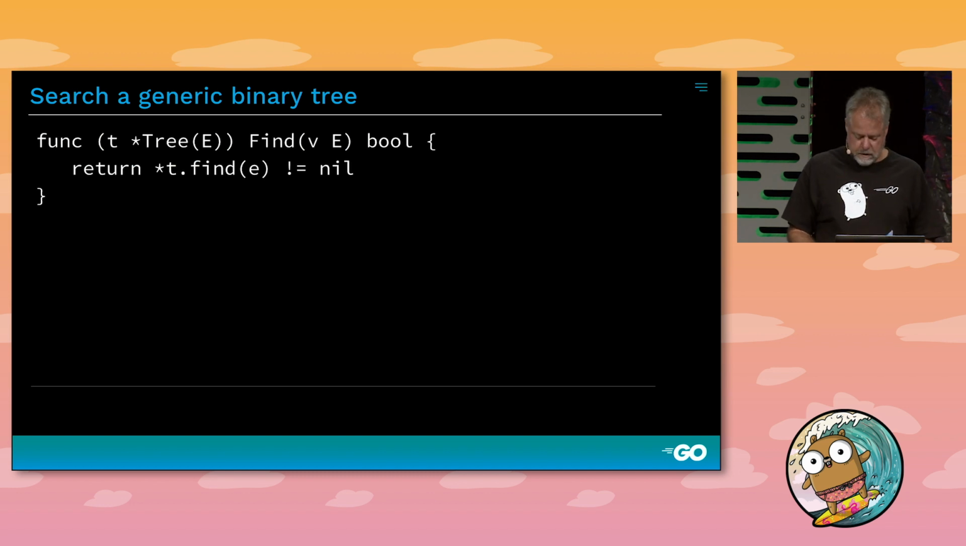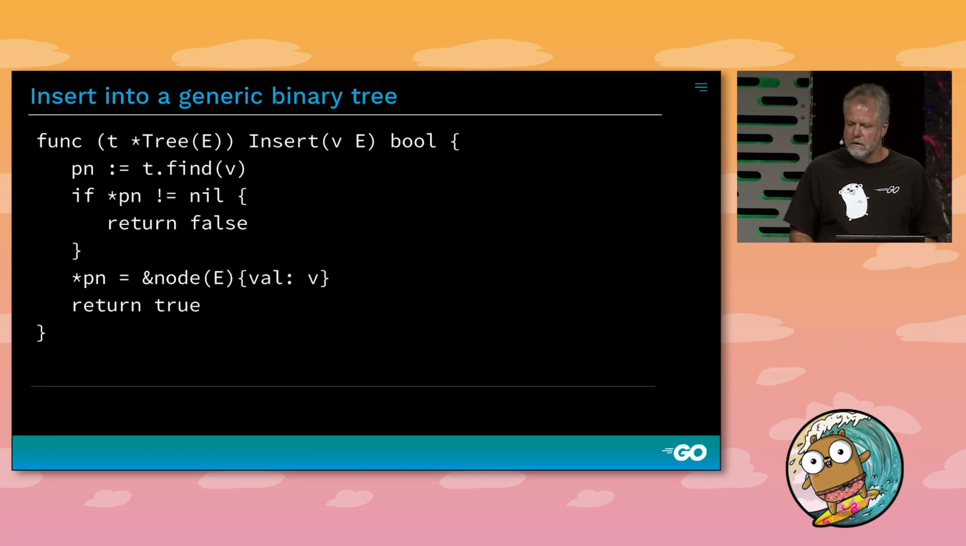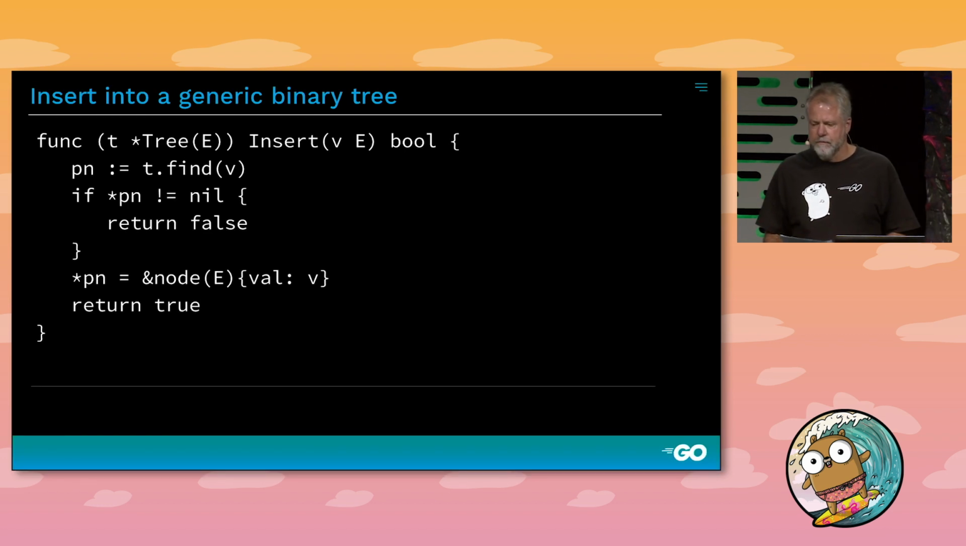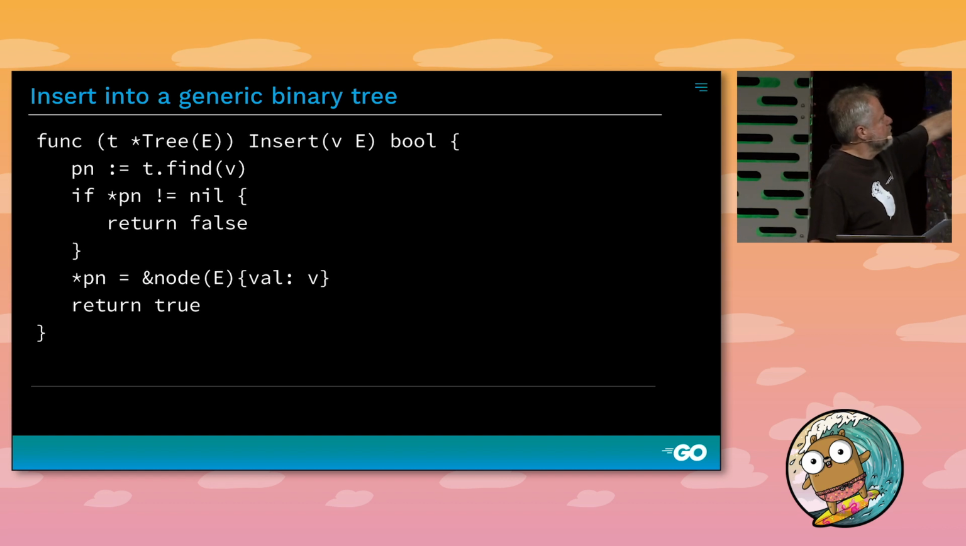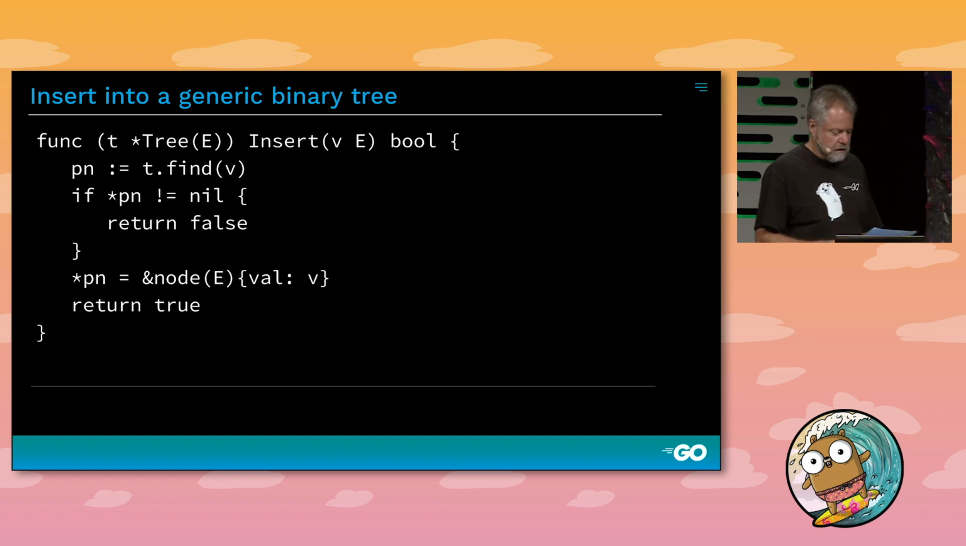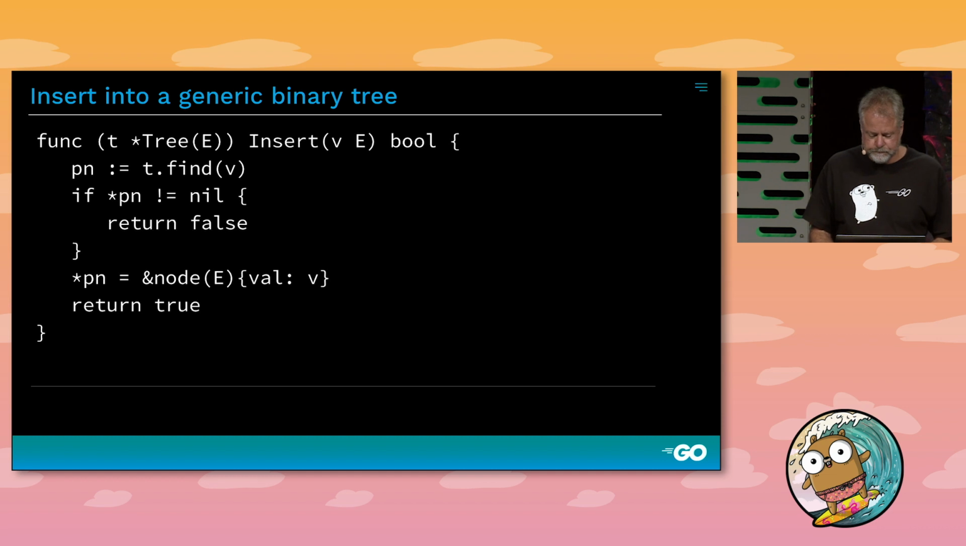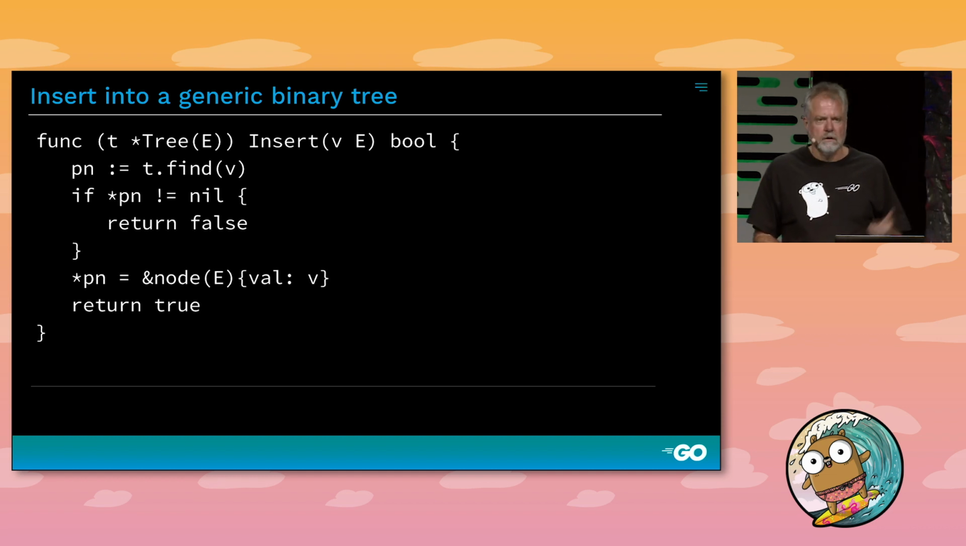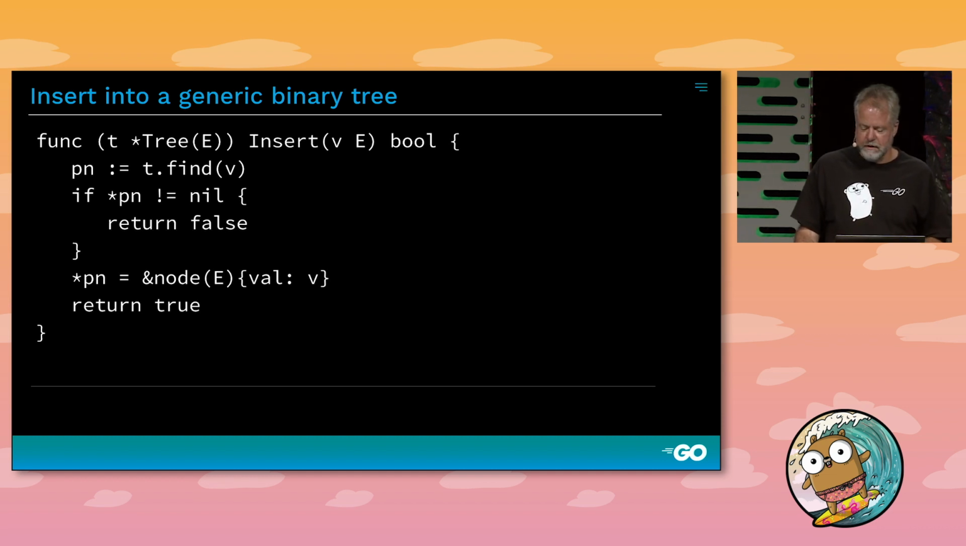Here's the code that tests whether the tree contains a value. Here's the code for inserting a new value. You'll notice here there's a type argument, E, to the type node, down on the second to last line of code there. Again, the details don't matter. The point is to show what it's like to write a generic data structure.